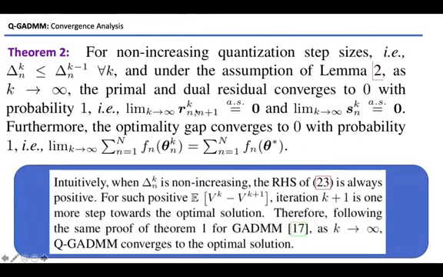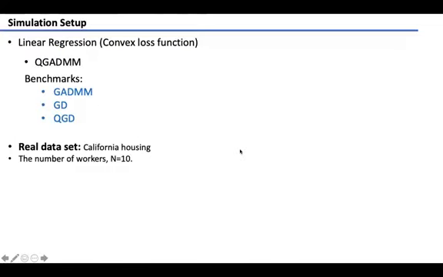and that brings us to the main theorem, which states that as long as the quantization step size is decreasing and we are utilizing a stochastic quantizer, as k goes to infinity, the primal and the dual residuals will converge to 0 with probability 1, and the optimality gap will converge to 0 also with probability 1. So the objective value will converge to the optimal value.